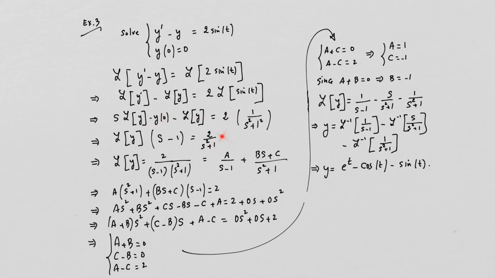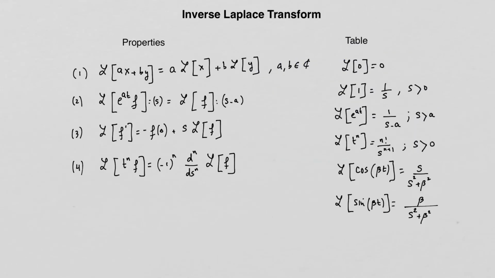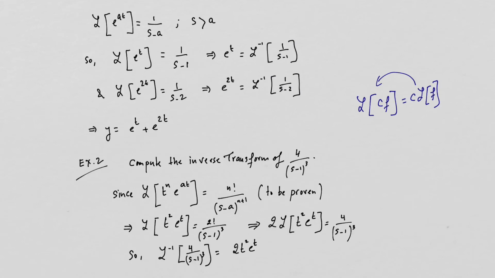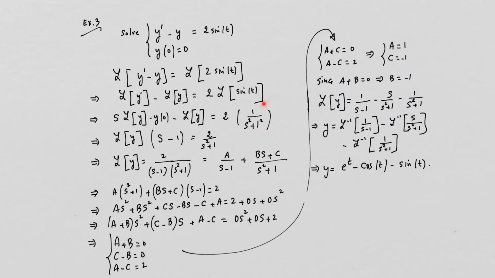Equals 2 over this. Now, I wrote this as s squared plus 1 squared to remind you that this reminds me of the Laplace of sine, where beta is 1, which has to be 1 over s squared plus 1 squared. So that's why I wrote it that way, so you know where it came from. And of course, this is just 1 over s squared plus 1 times 2, okay? Divide by s minus 1 and get this.